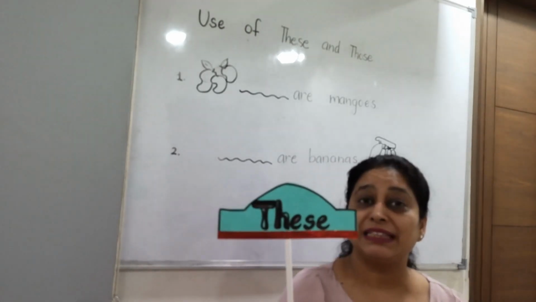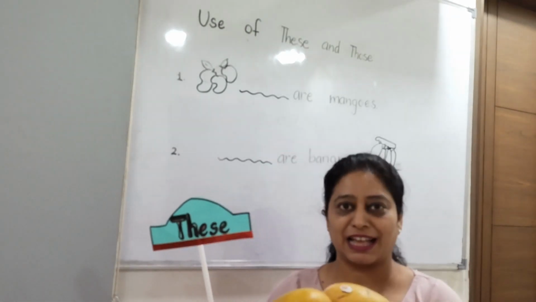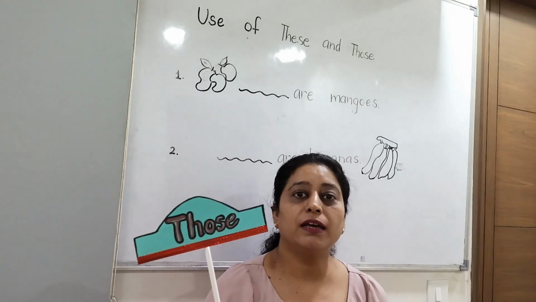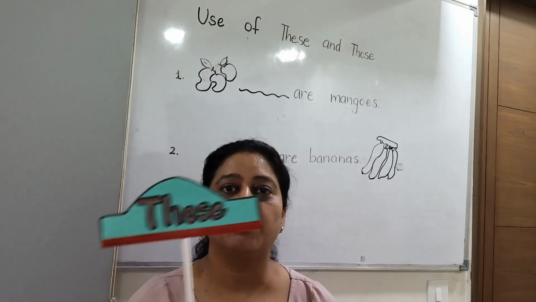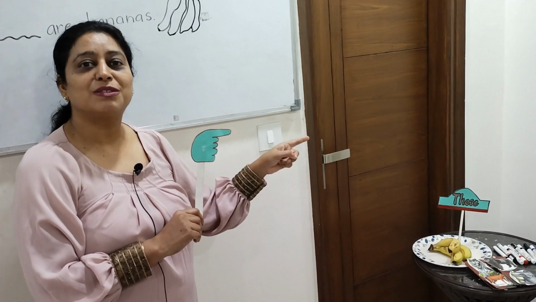If there are many things in front of you, you will use these. These are mangoes. If the plural nouns are far away from you, you will use those. Those are bananas, those are markers, those are animal cutouts. I am using those because those are far away from me.